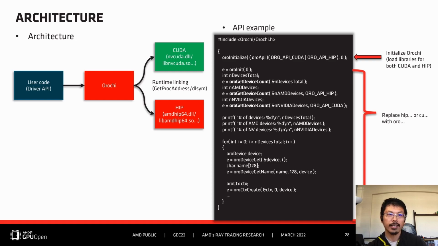And then after that, you can set an argument like HIP or CUDA to check how many AMD GPUs or how many NVIDIA GPUs you have on your system. And once you have the number of devices, you can simply go through them and create a context for each device. Orochi checks the vendor of the device and creates a context accordingly. So again, you do not need to worry about whether this device is an AMD device or an NVIDIA device.